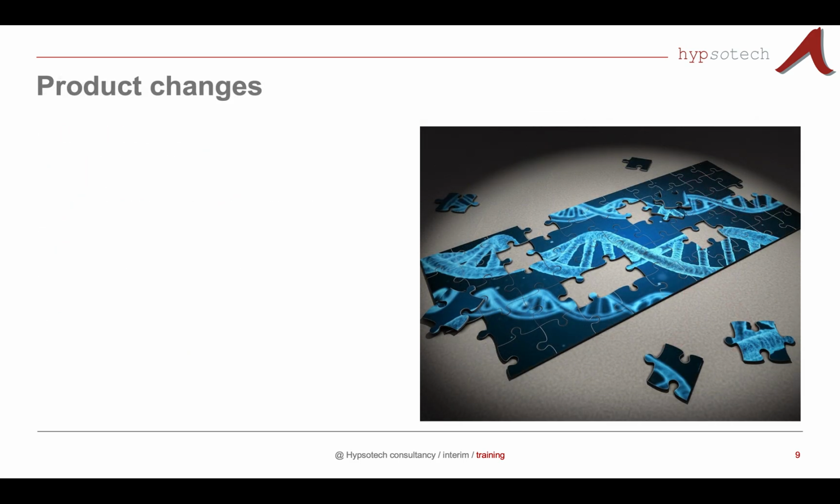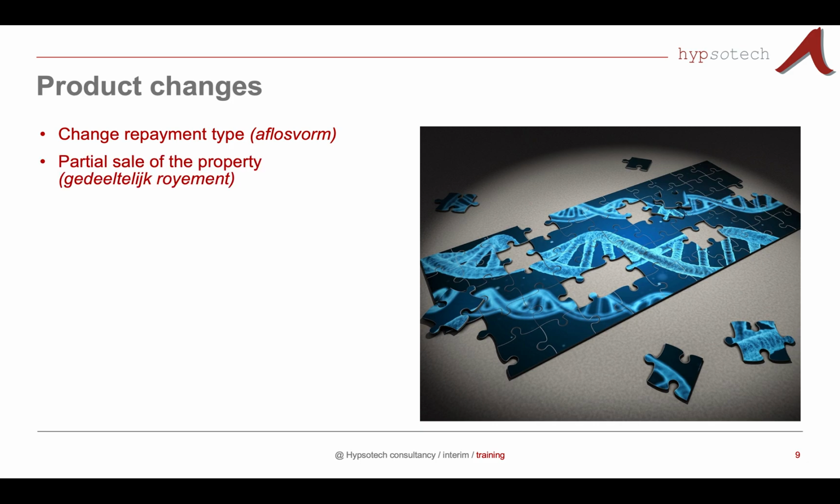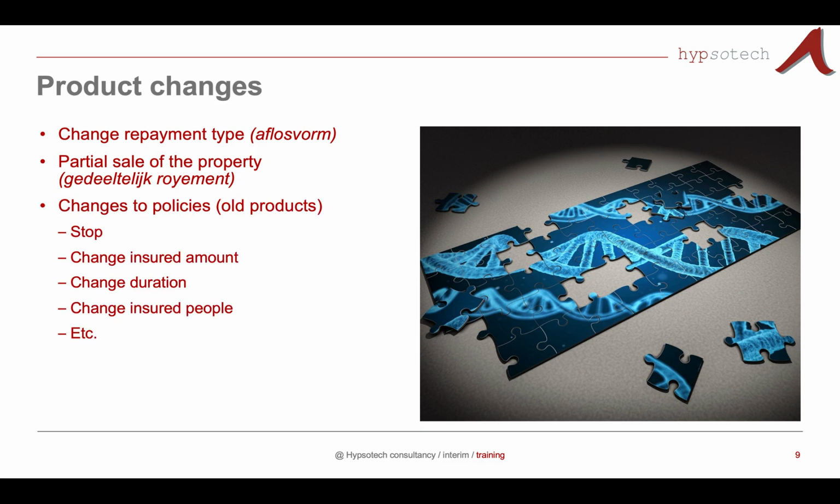Of course, there are other technical product changes. For instance, your repayment type. It can be possible that you have a partial sale of the property. We call it gedeeltelijk royement. And for old products, we have all kinds of changes to policies, which can be the insured amount, or stopping the policy, or changing the duration, etc., etc.